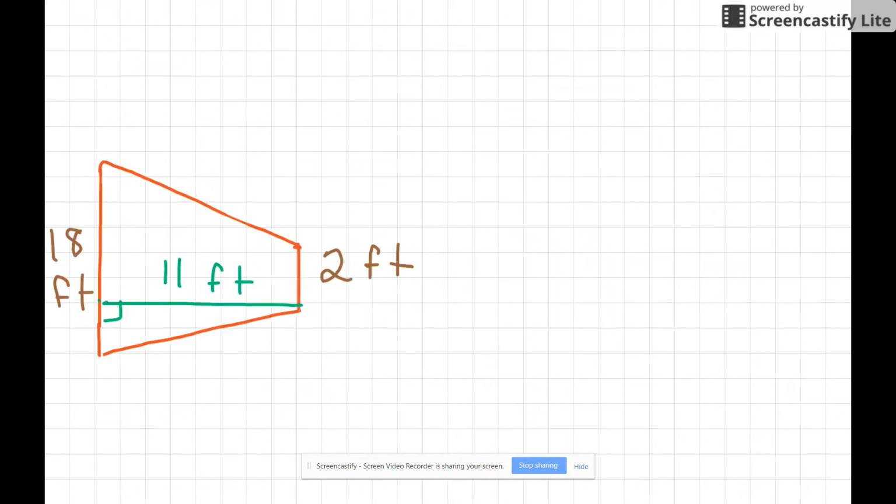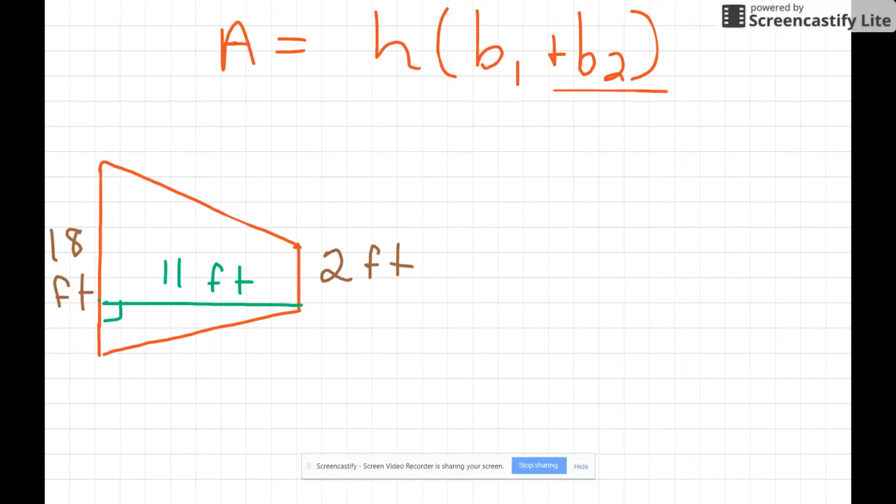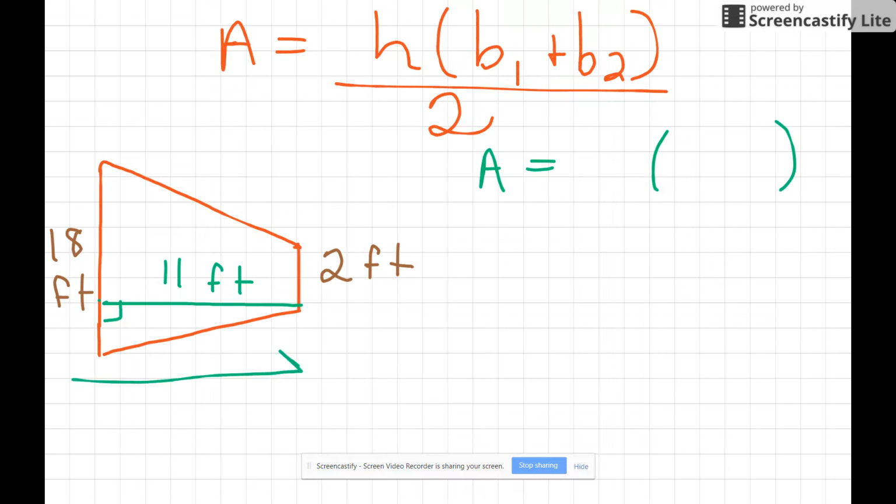This is a new example. The area of a trapezoid is easiest to do. It's the sum of the bases times the height divided by 2. In this case, our area is the sum of the bases, 18 and 2, or you could write 2 and 18, and the height is 11.